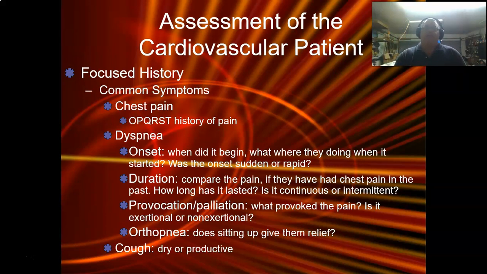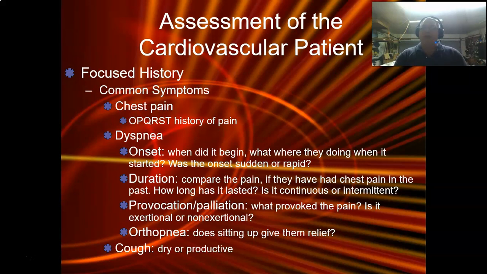Provocation: did you do something that provokes the pain? Is it exertional or non-exertional? That's a big one. If you're using your muscles, your body requires more oxygen, and if you speed up the heart and make it squeeze harder, it's going to use more myocardial oxygen. So if you start having pain there, you've got a problem.